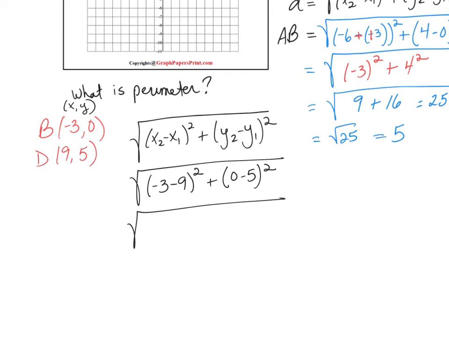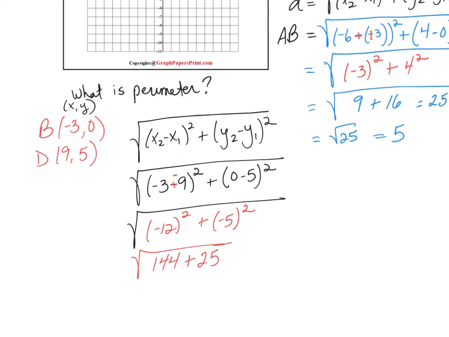So don't forget that when you are subtracting negatives, we're going to keep the -3, change the subtraction sign to an addition sign, and flip that +9 to a -9. So what I actually have is -3 plus -9, which gives me -12 squared. And 0 minus 5 is -5 squared. And again, a negative times a negative is a positive. So 12 squared is 144, and 5 squared is 25.